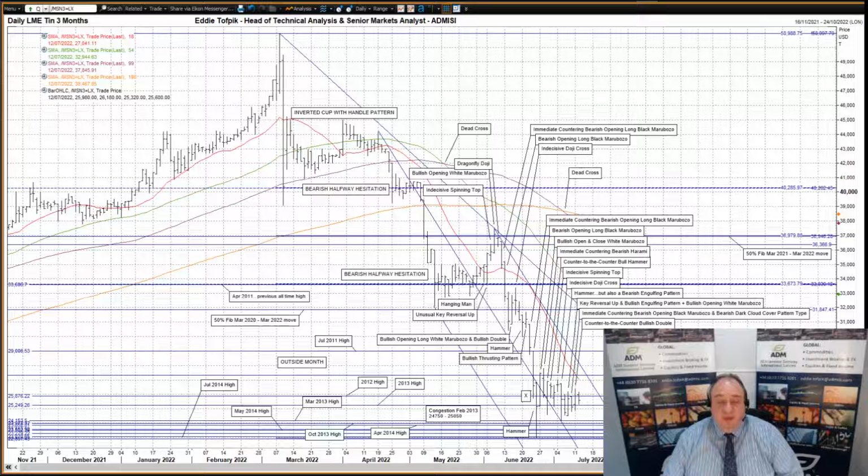The market reverted back down and carried on lower until towards the end of June, when prices dipped heavily through two congestion bands, one from February 2013, which stretches between 24,750 up to 25,050, and another that is more spread out in time, and it stretches between 22,900 and 24,155.